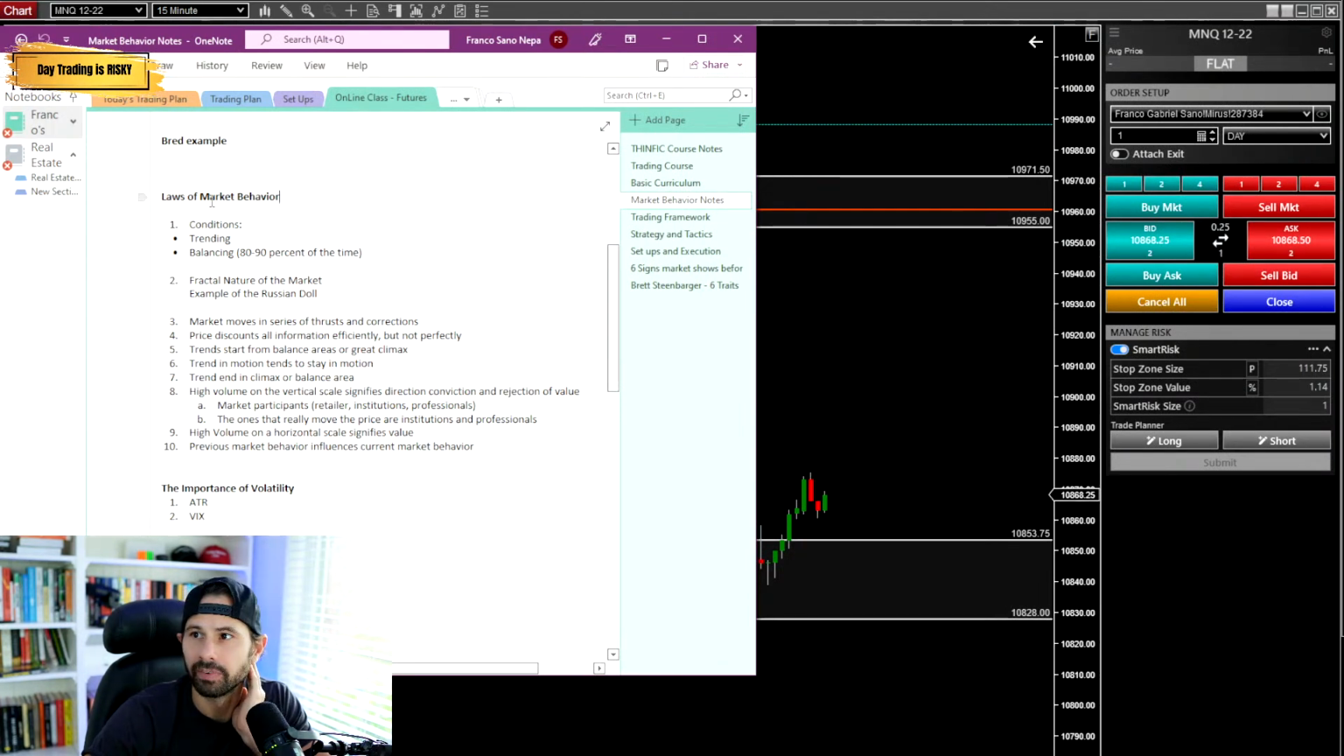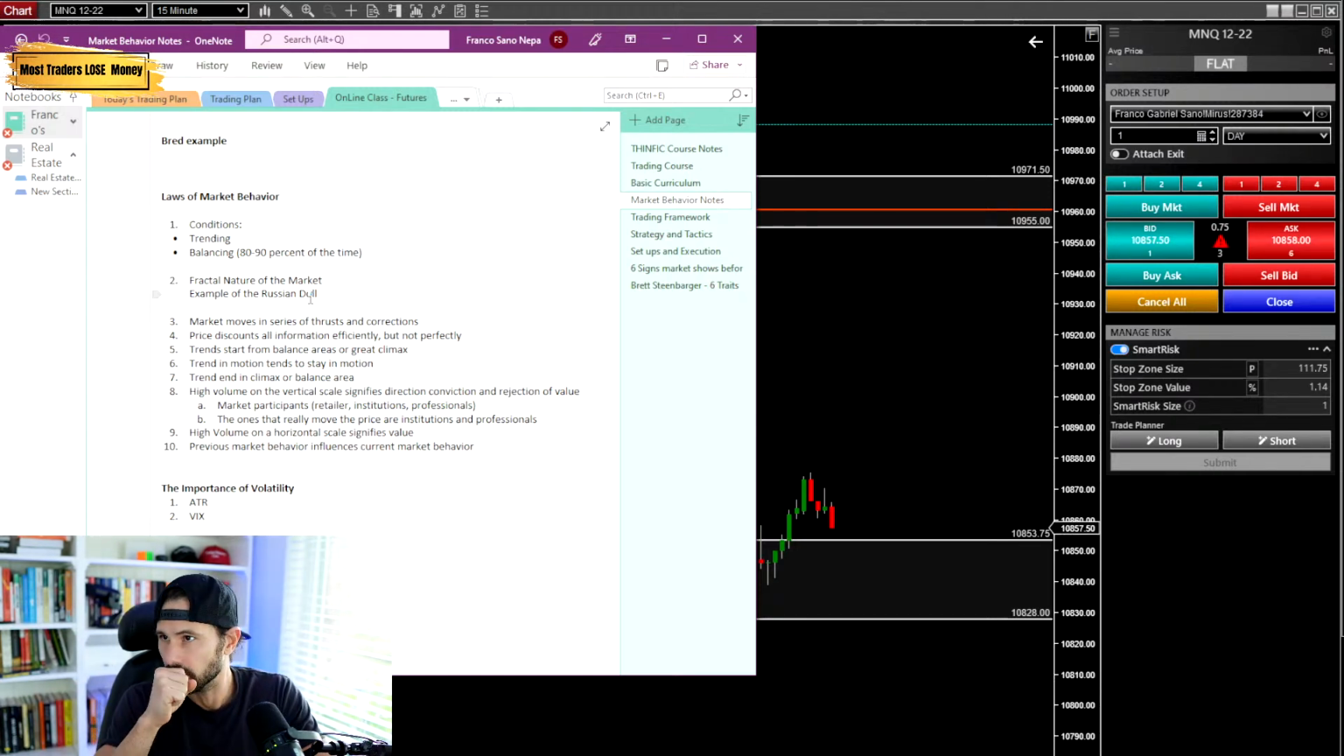Laws of market behavior. Conditions, either trending or balancing, right? 80 to 90% of the time is balancing. Then the markets are fractal in nature, right? Example of the Russian doll, one doll inside the other one. If you go to the 4 hour, you go down in time frame, or you go up in time frame, you will see the same pictures, right? Different scale.